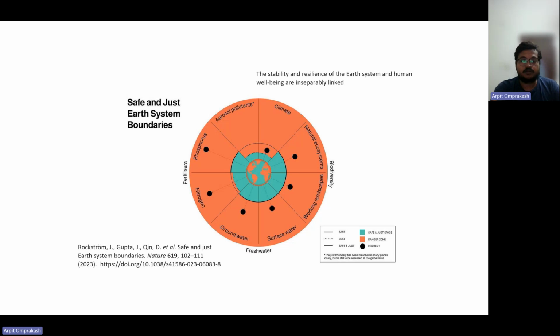So what people propose is safe and just Earth system boundaries. They have projected that this is how much we need to survive right now and grow sustainably without affecting the Earth as a whole. So the safe boundaries are shown here, and the black ones are where the boundaries currently are. So the boundaries need to decrease, and we'll be able to achieve it, is what they said.